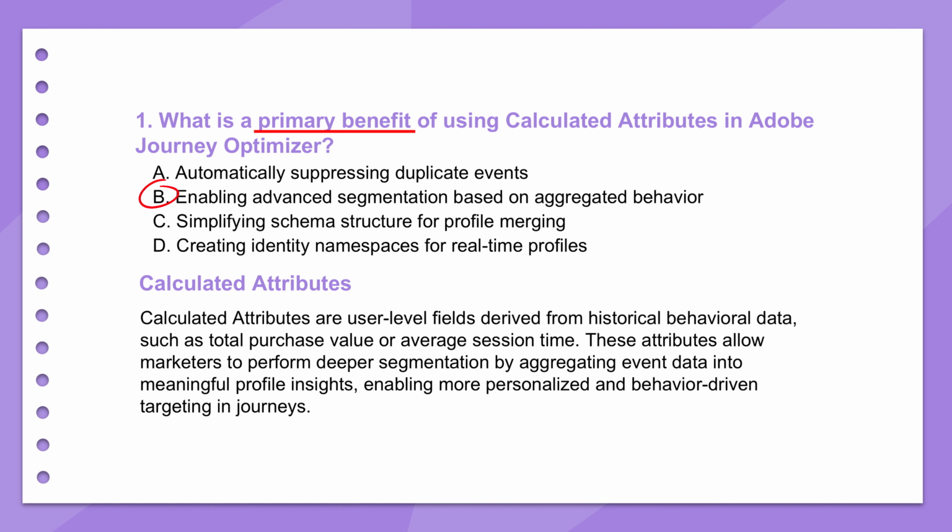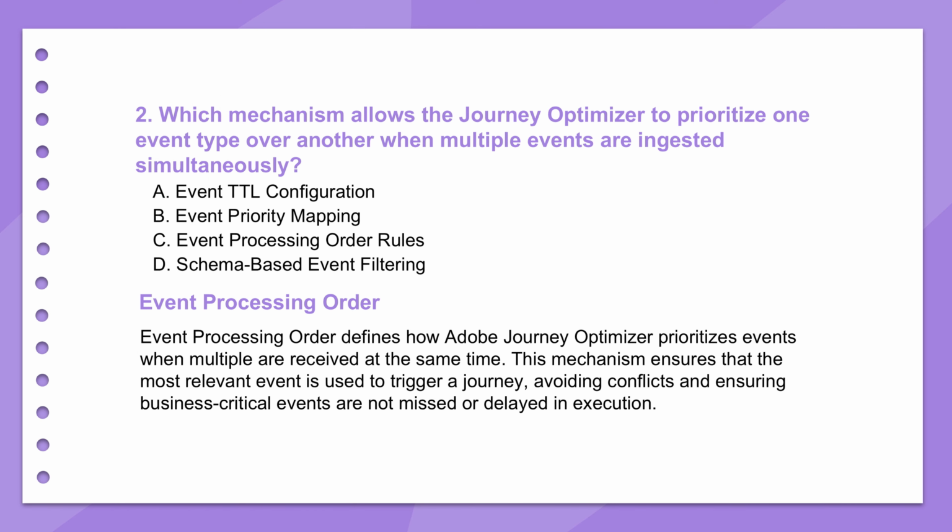That makes total sense. Okay, now imagine a situation where you've got a ton of customer actions all happening at once. Clicks, purchases, signups, you name it. Question 2 deals with this. It asks which mechanism in Journey Optimizer lets you prioritize one type of event over another when lots are coming in simultaneously. The answer here is event processing order rules.